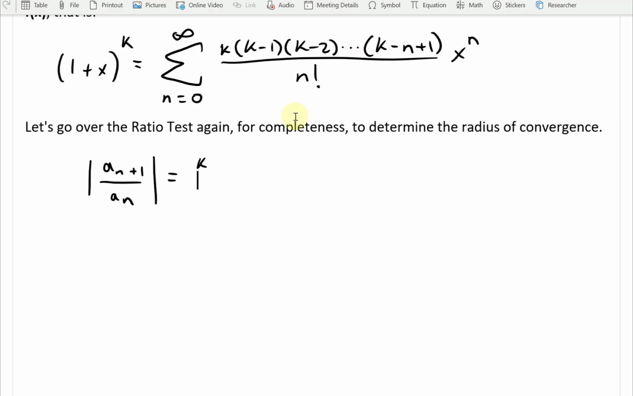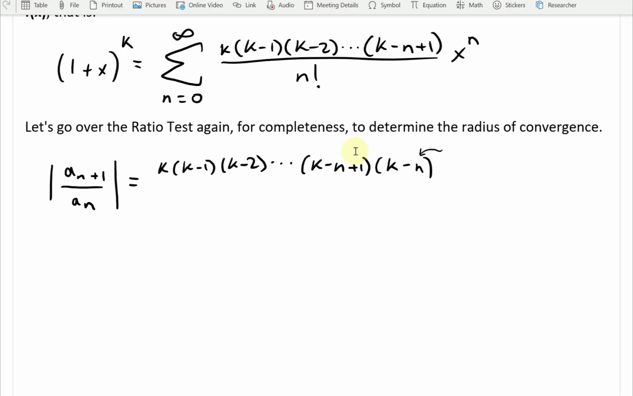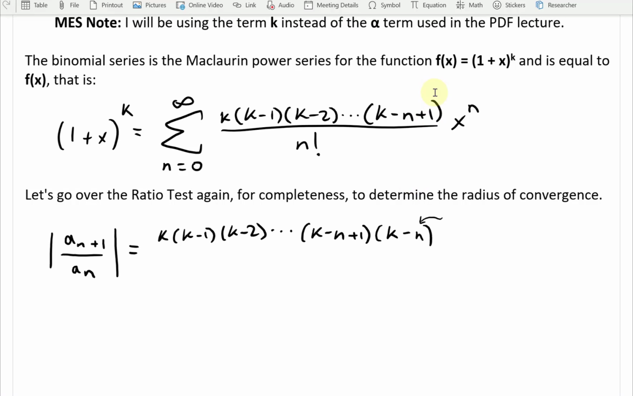This is for the n plus 1, so it's going to be k, k minus 1, all the way, k minus 2, and then dot dot dot. Then it's going to be one term after this one, so we're going to include this k minus n plus 1, and then the next one is going to be k minus n, like that. And again, this is because, if you look at this one here, that's n.